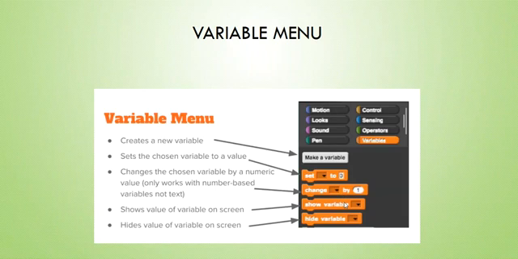Show variable will show the variable on the screen, and a lot of times that helps while you're coding. Hiding the variable is usually what you might want to do in the end, but showing the variable helps you with your code to know if you're doing things right and to figure out if your answers are correct with the way your equations might be working.